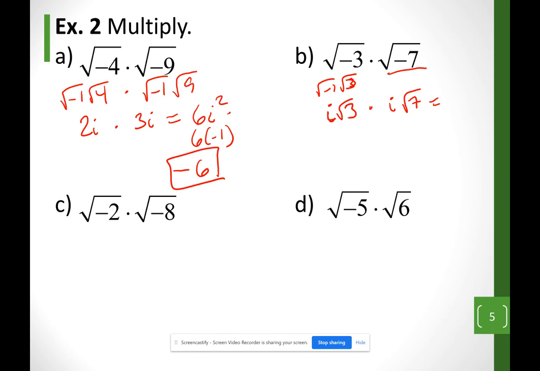So this is, let me combine my radicals. This is radical 21. Because they're positive, I can combine them now. Then I have i to the second on the outside. Remember, when we're multiplying letters, we just add the exponents. Now we know that i to the second is -1. So I'm just going to call this negative radical 21.